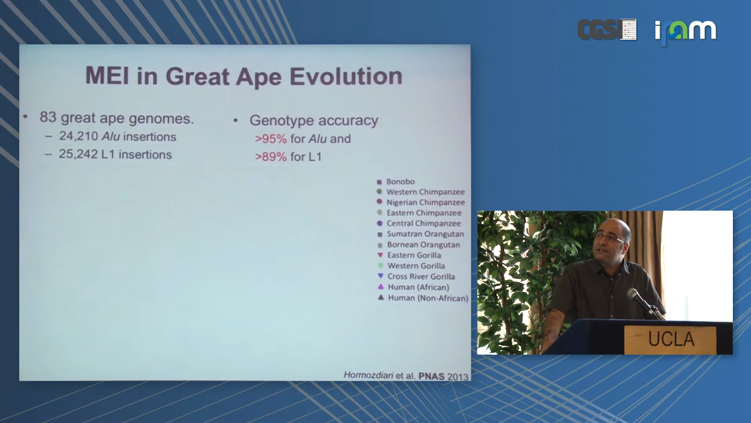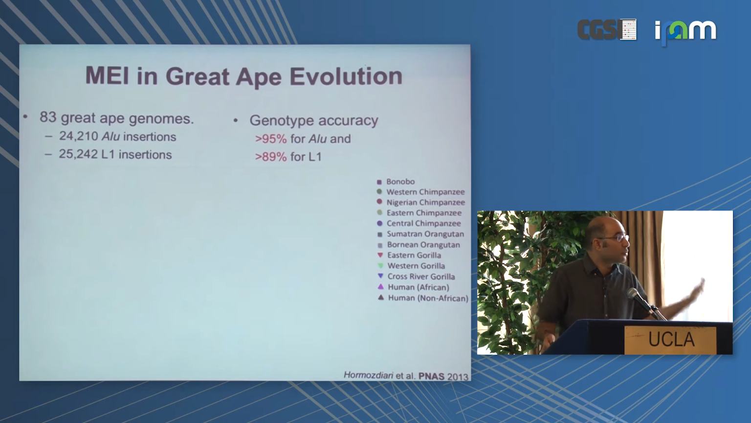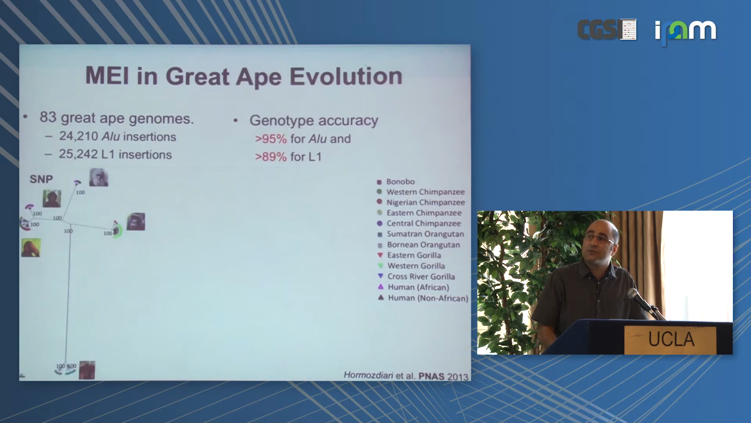So how about studying structural variation in great ape evolution, or in general in evolution? In one project, a large consortium sequenced something around 85 great ape genomes, which includes human, chimpanzees, bonobo, orangutans, and gorillas, and different types of variations were called: SNPs, deletions, duplications, mobile element insertions. I'm going to show you only the phylogeny trees that were built for this analysis. This is for SNPs.